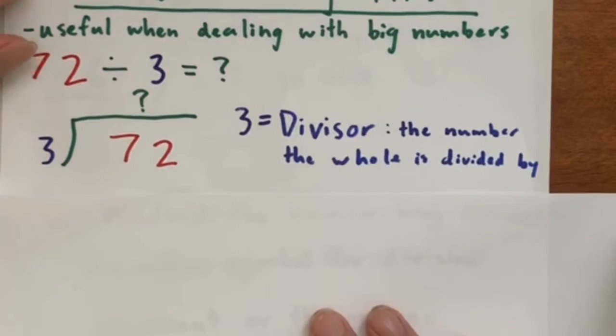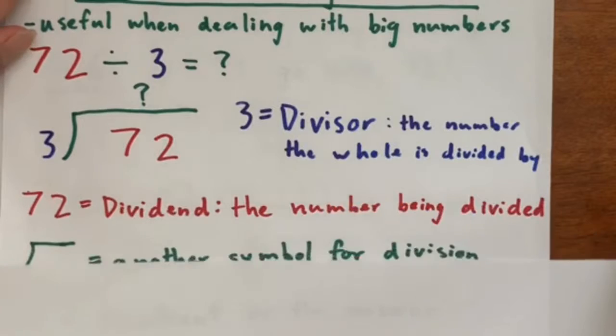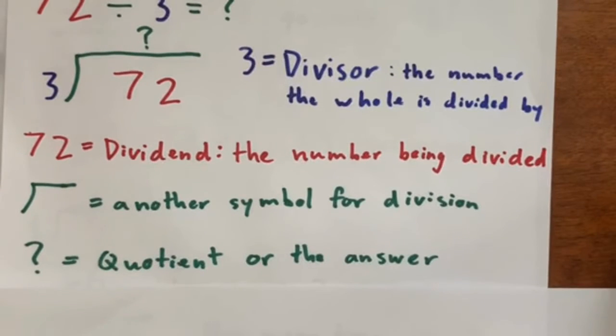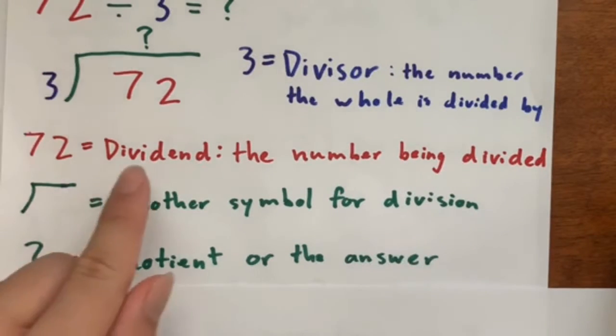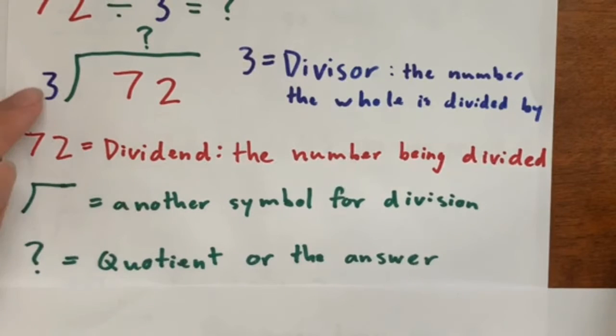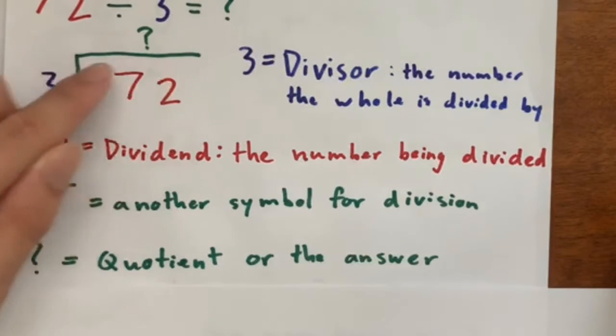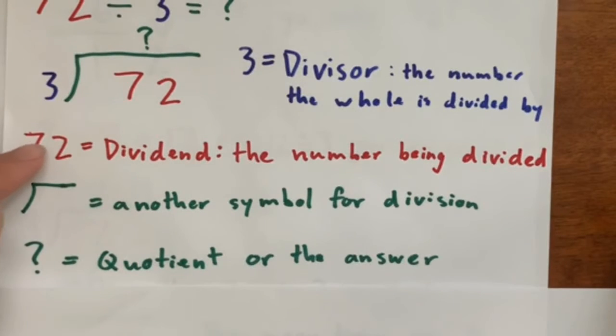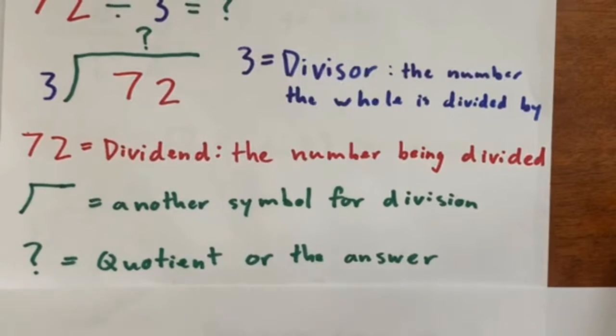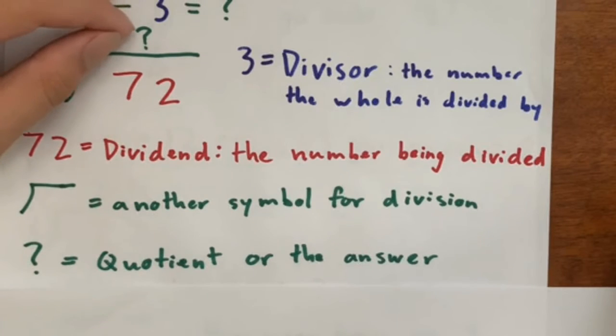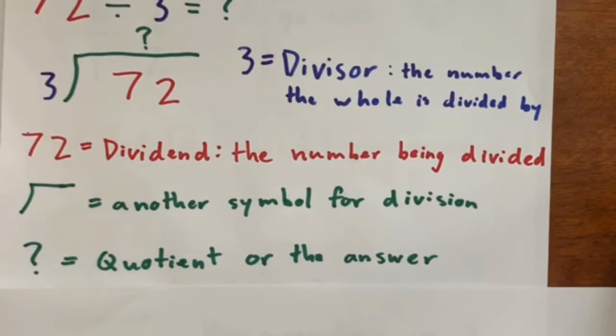So let's go over some important vocab for long division. This 3 right here is the divisor, or the number that the whole is being divided by, and we put that on the outside of this symbol. 72 is the dividend, or the number being divided, and we put that inside this symbol. The symbol is just the way we write division in long division. And this question mark above the symbol is known as the quotient, or where we put the answer.